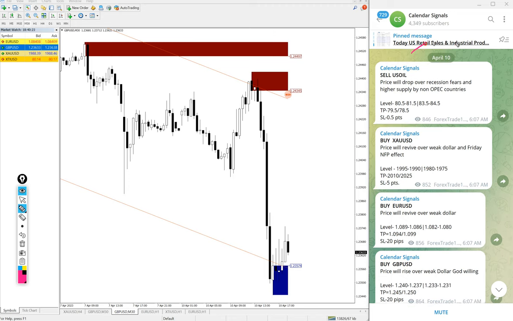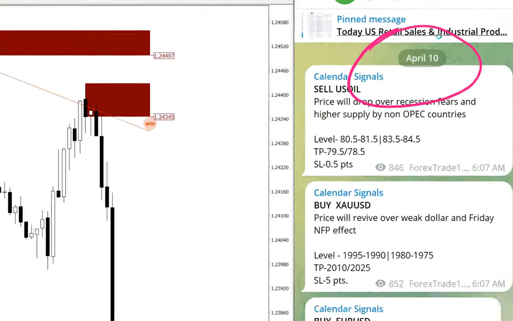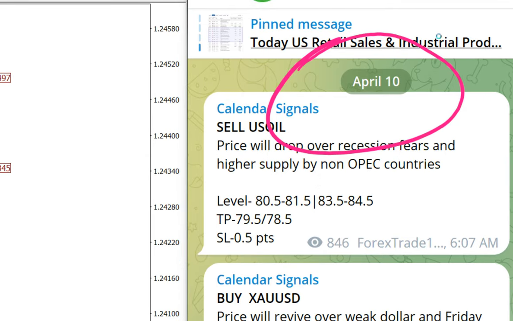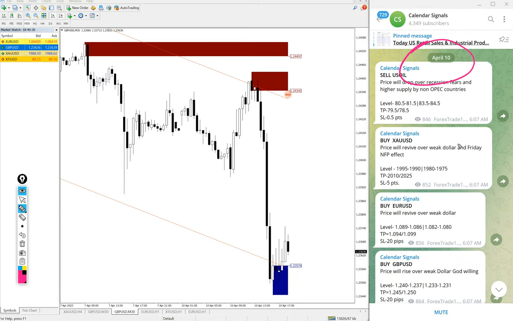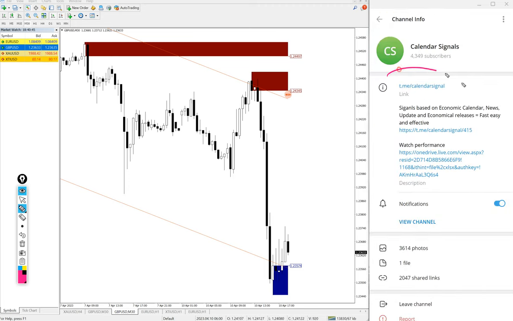Today's date is 10th of April. You can see the date pop up on our Telegram channel, 10th of April. And today we gave sell US oil, buy gold, buy Euro USD and buy GBPUSD. These four signals we gave today. All these signals are posted on this channel.